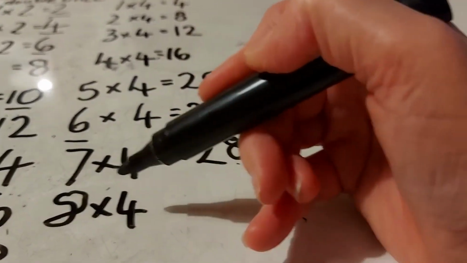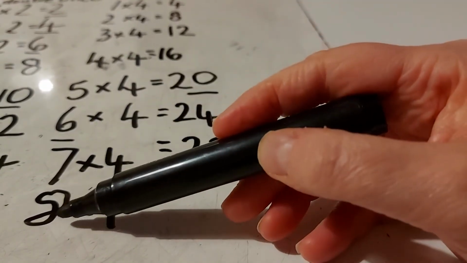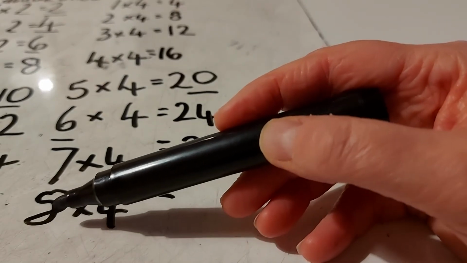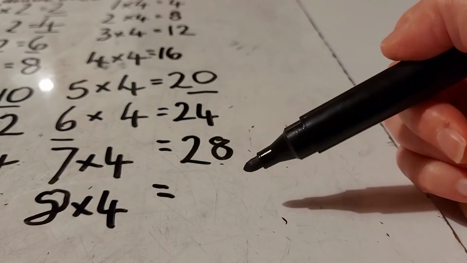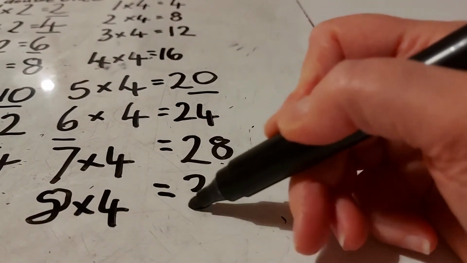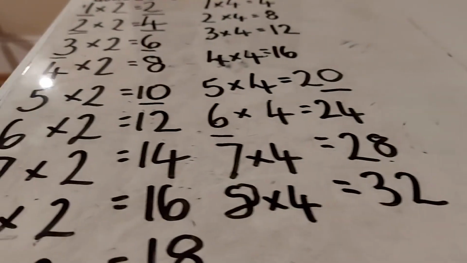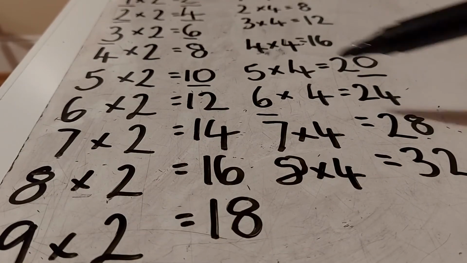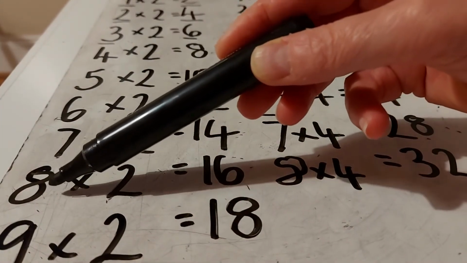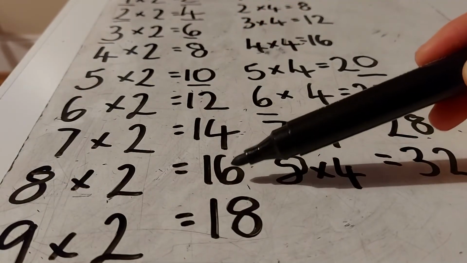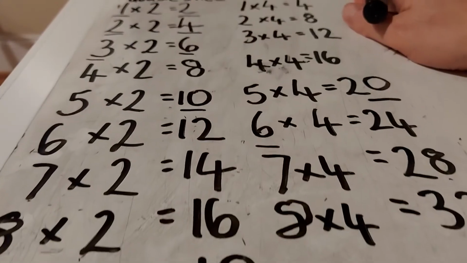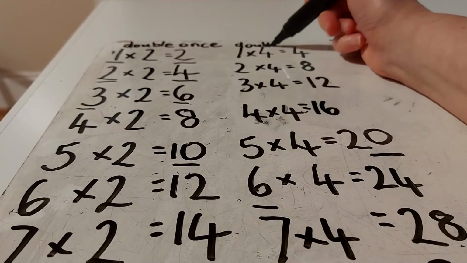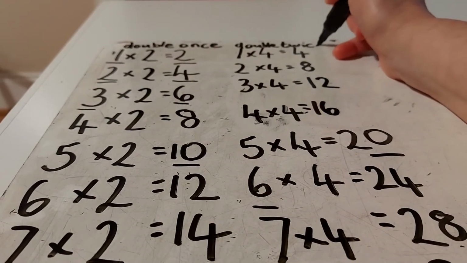8 times 4 equals, so if we double the 8 once, 8 add 8 is 16, so we've just worked out the answer to 8 times 2. If we double it again, 16 add 16 is 32, and we've worked out 8 lots of 4. So when we're doing the 4 times table, we double twice. We double this number, for example, in the last example, 8, we double it once to get the answer 16, and we double again to get the answer 32. So at the top here, I'm going to write double twice.